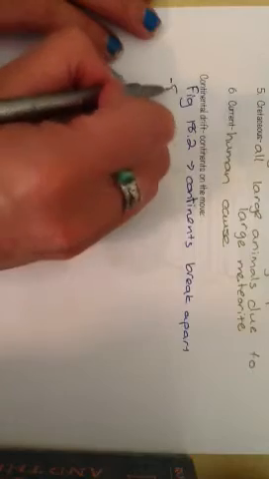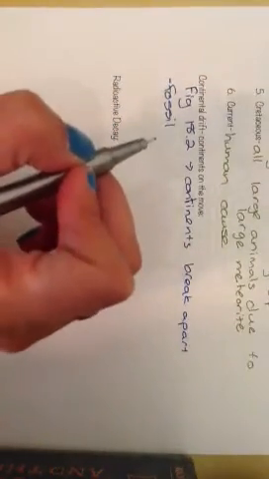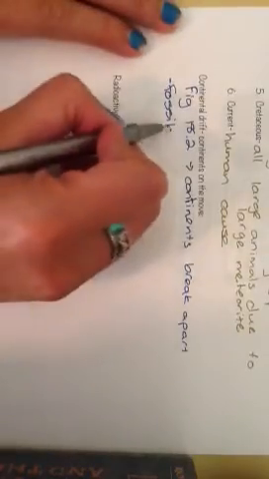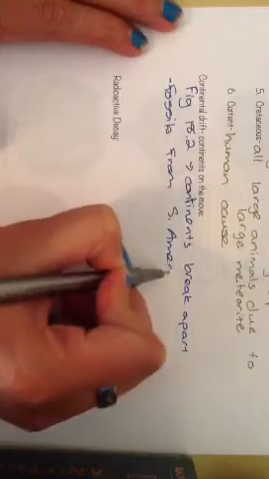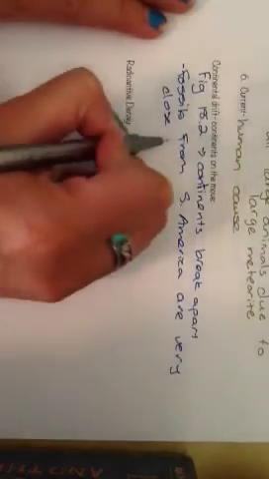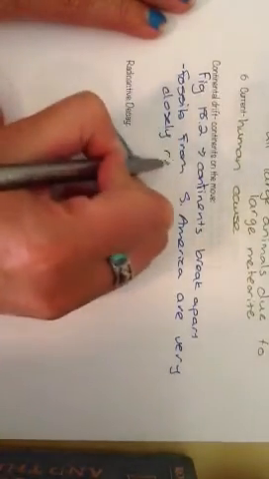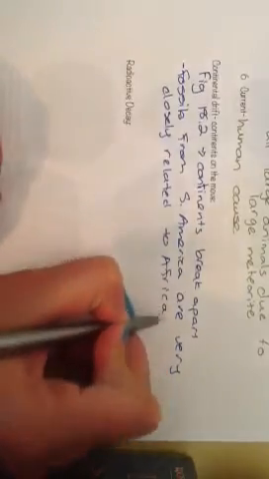Some of the evidence for the fact that Pangea used to be, and that we used to have all these continents together, is that fossils from South America are very closely related to fossils in Africa, because they used to be next door to each other. Okay, because they used to all be one continent.